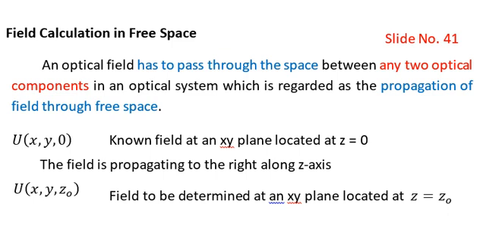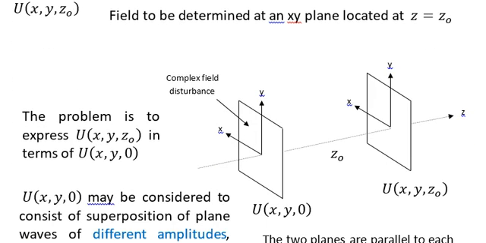Before we start the topic, let's understand the diagram. These are two planes parallel to each other. This is the xy plane and this is again an xy plane. Both are parallel to each other, separated by a distance z0, and both are piercing the z-axis perpendicularly.